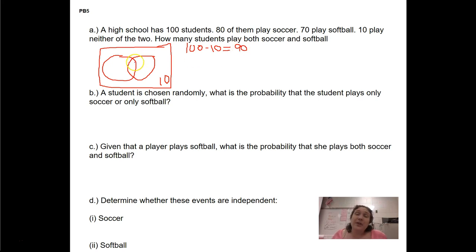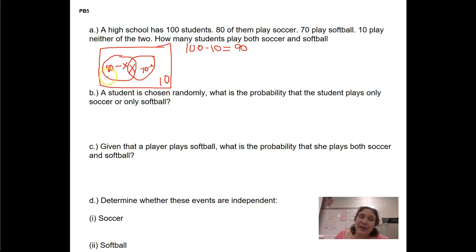Now, we don't know what the overlap is, so I'm going to call that overlap X. On the other problem, we just subtracted the overlap, and that's all you're going to do here. Here we're going to have 80 minus X, because we don't know what X is. This side will be 70 minus X. All that overlap is to us is X.